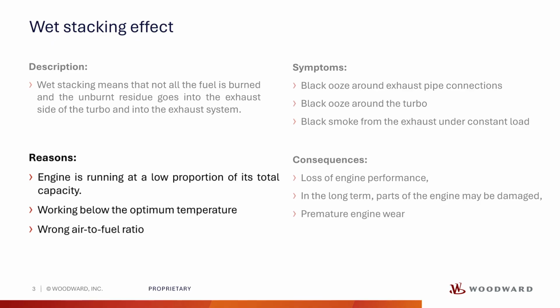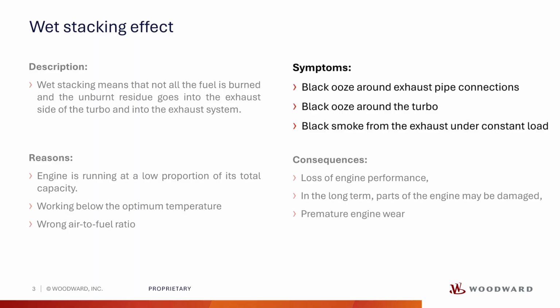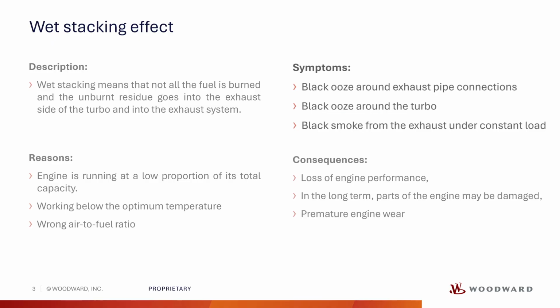When the engine runs below its optimal temperature or with an incorrect air-fuel ratio, combustion is incomplete. You can often spot this visually. Look for black ooze around the turbo or exhaust pipe connections, or black smoke coming from the exhaust while the engine is under constant load.